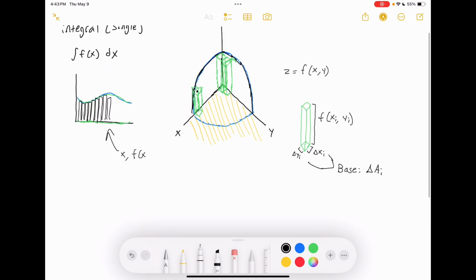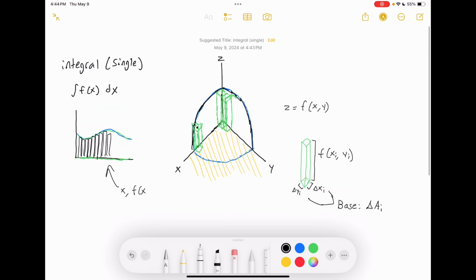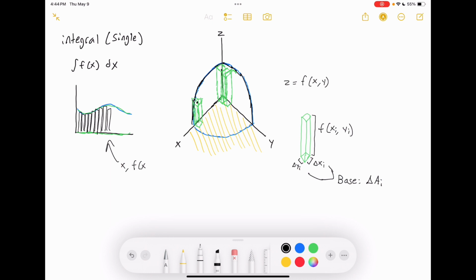So yeah, this rectangle's area, this rectangular prism's area, is thus going to be a sub i times f of x sub i, y sub i. Essentially, the way a double integral works in principle, just to give you a basic idea of what it would look like, is very similar to this, just expanded to a second variable. Instead of rectangles, you're going to do prisms, and it's the same thing.